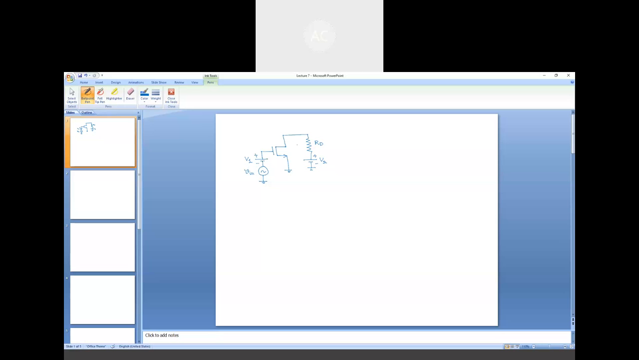Now here, as you can see, if this Vin is absent, because of the application of this V1, the gate source voltage of this MOS is equal to V1, and if this V1 is greater than the threshold voltage of the MOS, then the channel will be created. So the condition is that V1 should be greater than VTH, which is the threshold voltage of the NMOS device. Now under this condition, a current will be flowing.